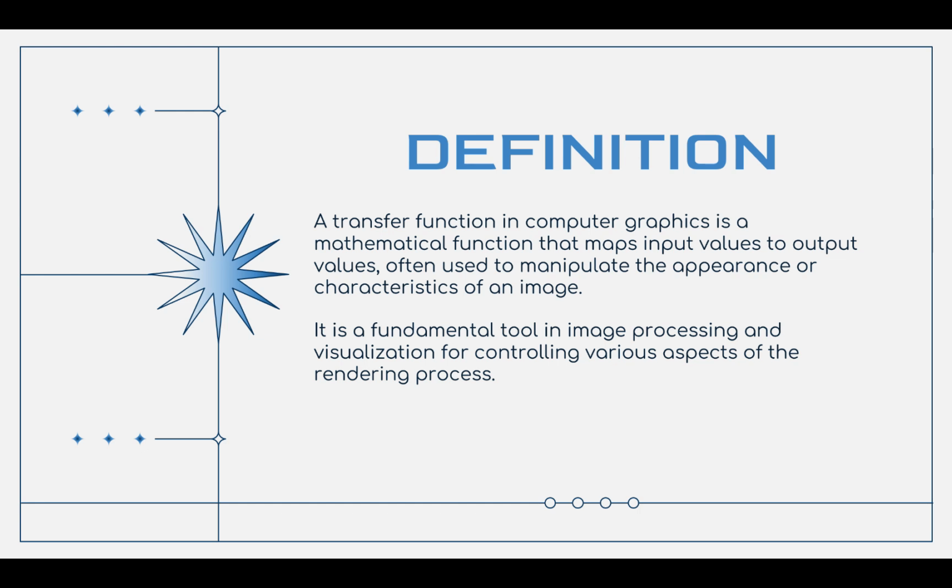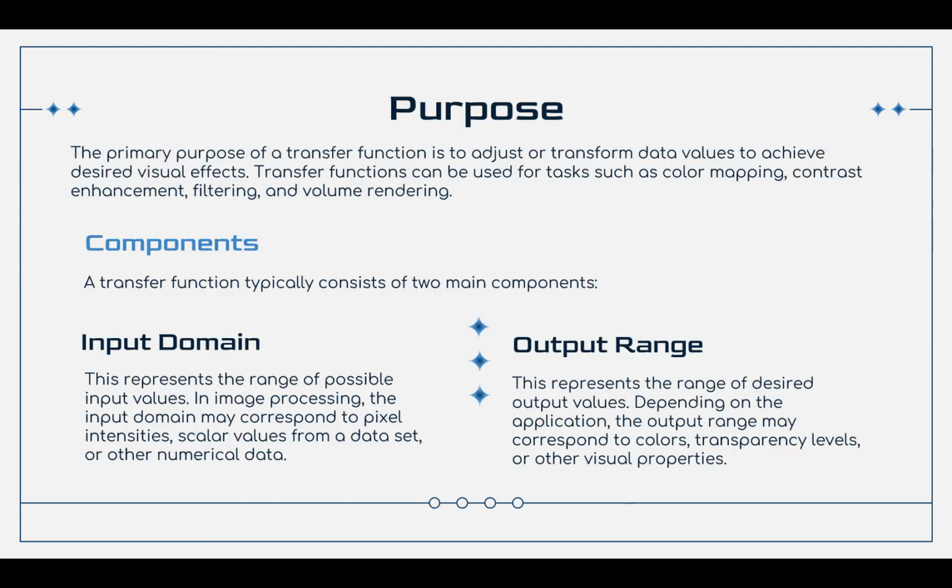It is a mathematical function that maps input values to output values, often used to manipulate the appearance or characteristics of an image. It is a fundamental tool in image processing and visualization for controlling various aspects of the rendering process. The purpose of transfer function is to adjust or transform data values to achieve desired visual effects. Transfer functions can be used for tasks such as color mapping, contrast enhancement, filtering, and volume rendering.